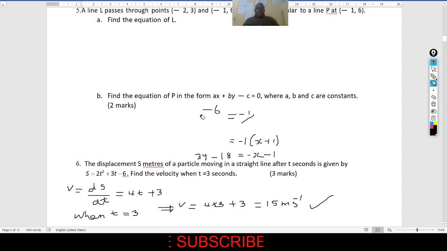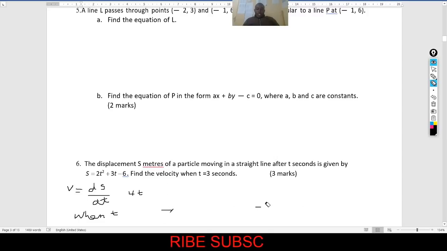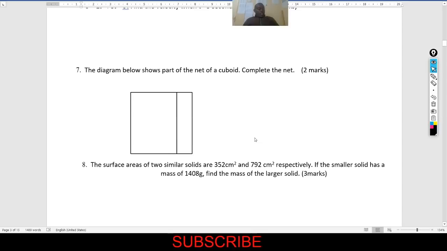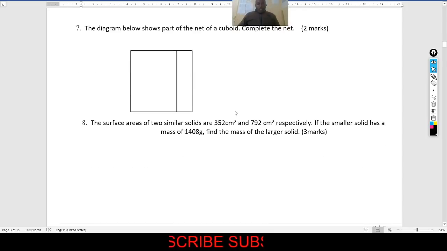The next question is question number 7. Question number 7 requires that we draw. The line below shows part of a net of a cuboid. Complete the net. Cuboid, we shall open it in this.